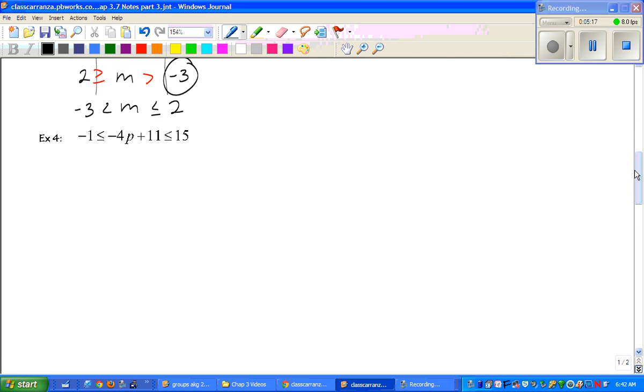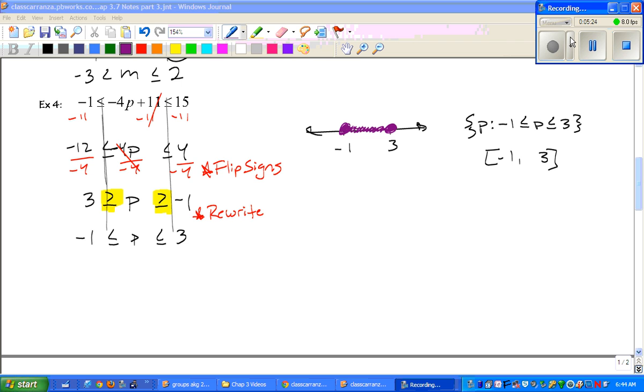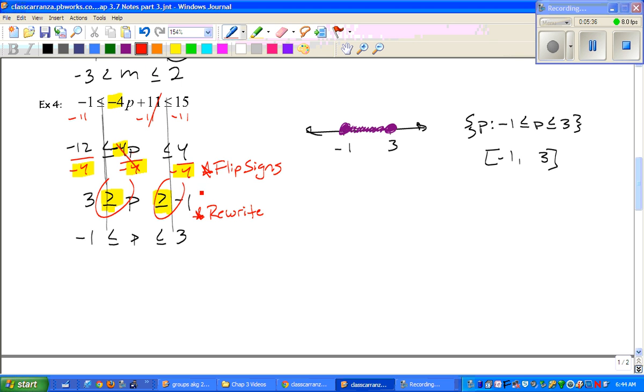All right, example number 4. All you guys, go ahead and pause the video and let's see how you do. Okay, so there's all the work. The key thing here is not to forget that that's a negative 4, okay? And when you divide by a negative 4, you have to flip the signs. And once we get to this step, we want the lowest number first, so we had to rewrite that. All right, so both of those are closed circles, which means you're using the brackets in the interval notation.